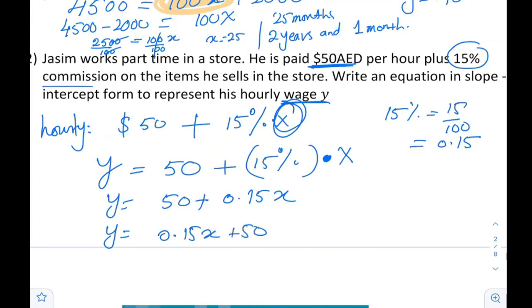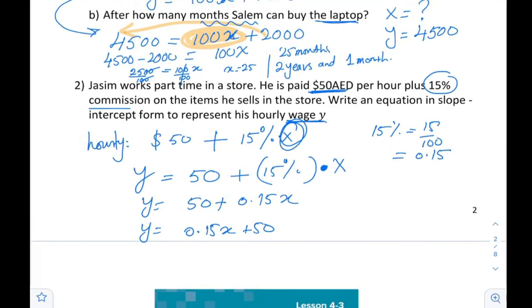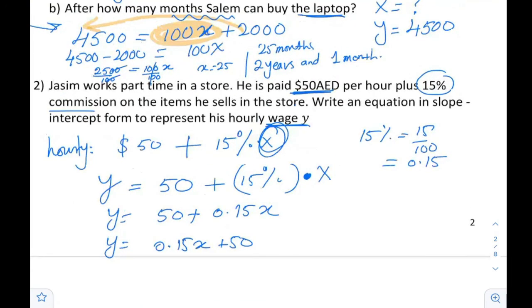With that, we learned in this lesson how to write the equation in slope-intercept form, whether it's given directly or it's given in an equation and we modified it, and we applied real-life exercises.